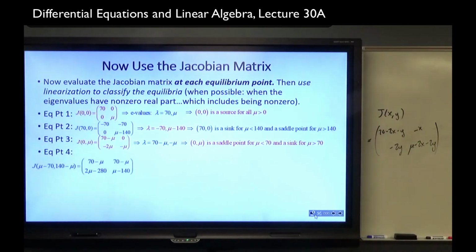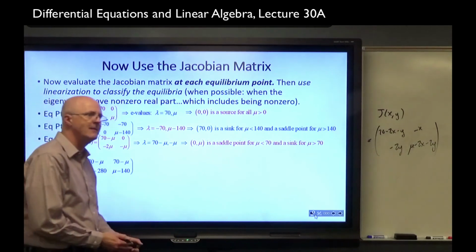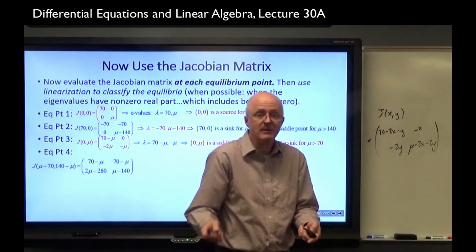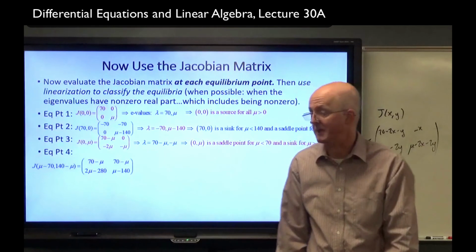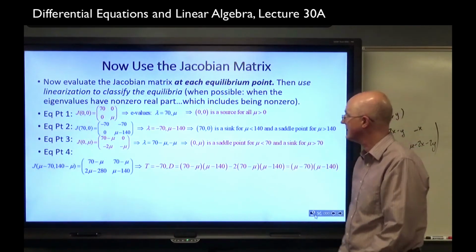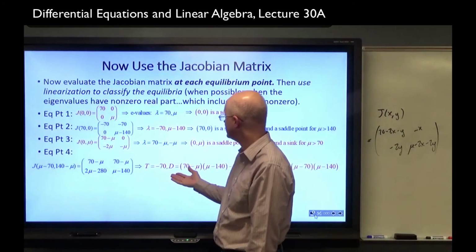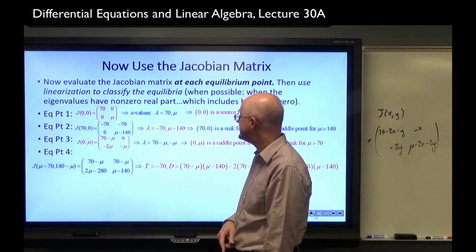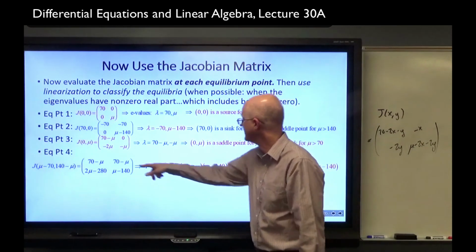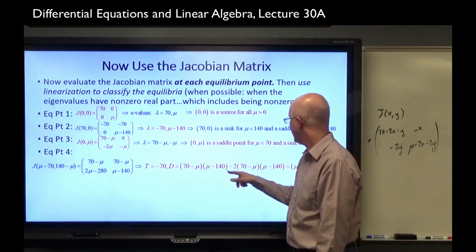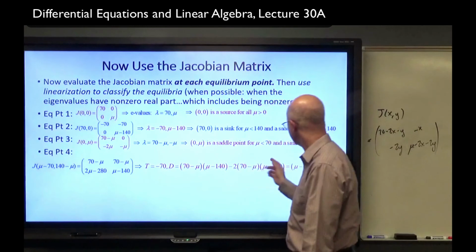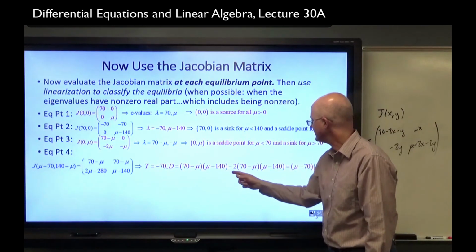Fourth equilibrium point, you should check that you get this. That's not diagonal, not upper triangular, not lower triangular. So what do we do? We could try to find the eigenvalues in terms of mu, but it's easier to use the trace-determinant plane. Find the trace and determinant. The trace is the sum of the numbers on the main diagonal. Add those up, the mu's will cancel, giving you 70 minus 140, which is negative 70. Find the determinant: the product of these two things minus the product of these two things, and I factor out a 2, because essentially now you see that these match.